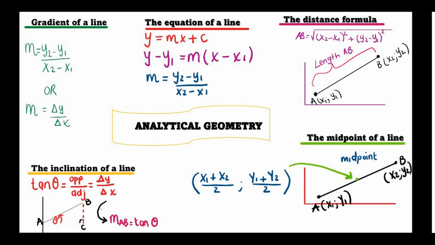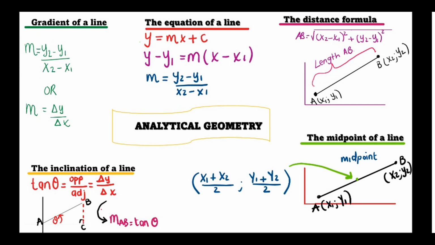Okay guys, so let's do a recap of this lesson. We started off by calculating the gradient of a line. If you're given 2 points on a line, then you can simply calculate the gradient of that line by using the equation m is equal to y2 minus y1 all over x2 minus x1, right?